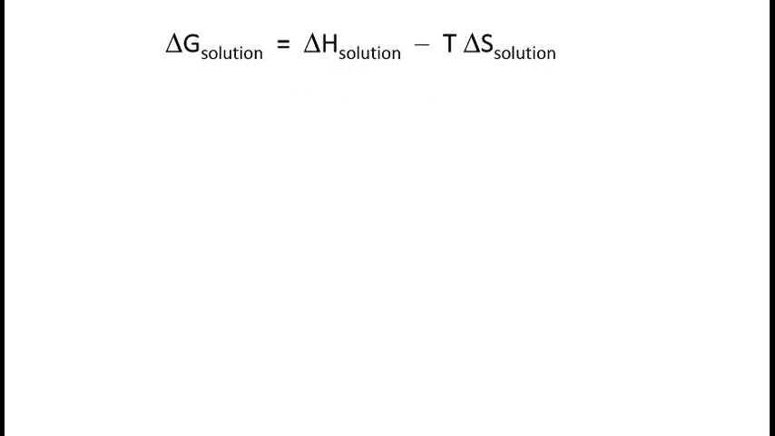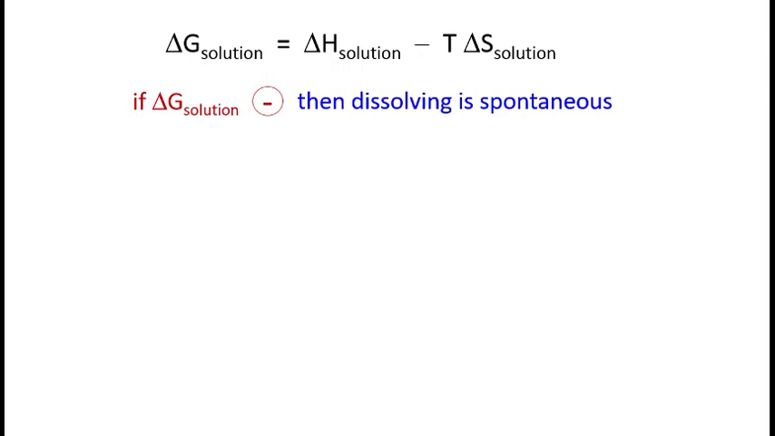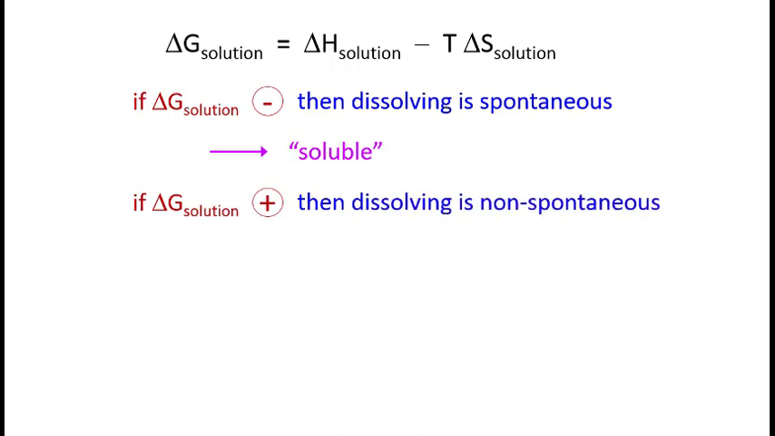As always, the criterion for spontaneity is a negative value of delta G. So if delta G of solution is negative, then the dissolving process is spontaneous. In that case, we would say that the material is soluble. If delta G solution is positive, then the dissolving process is non-spontaneous. In that case, we would say that the material is insoluble. We'll use these terms in a qualitative way when we talk about the solubility of ionic compounds.